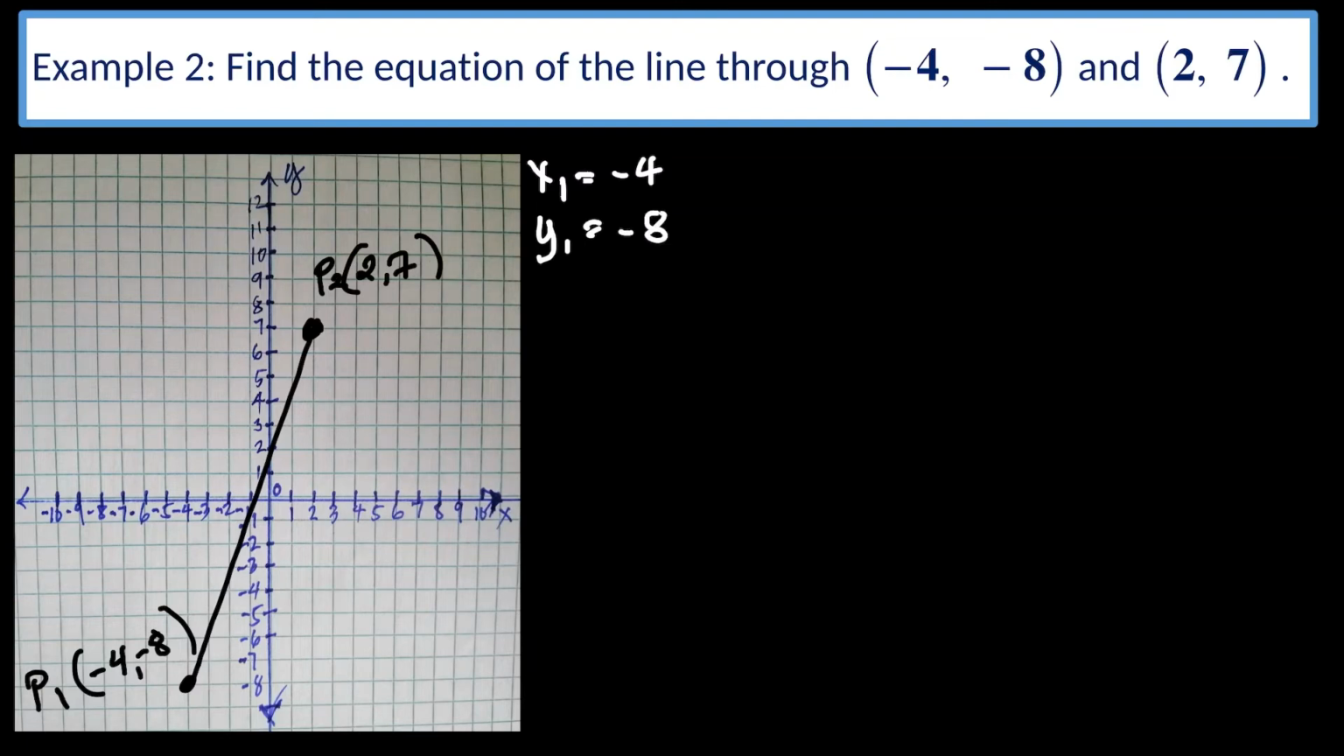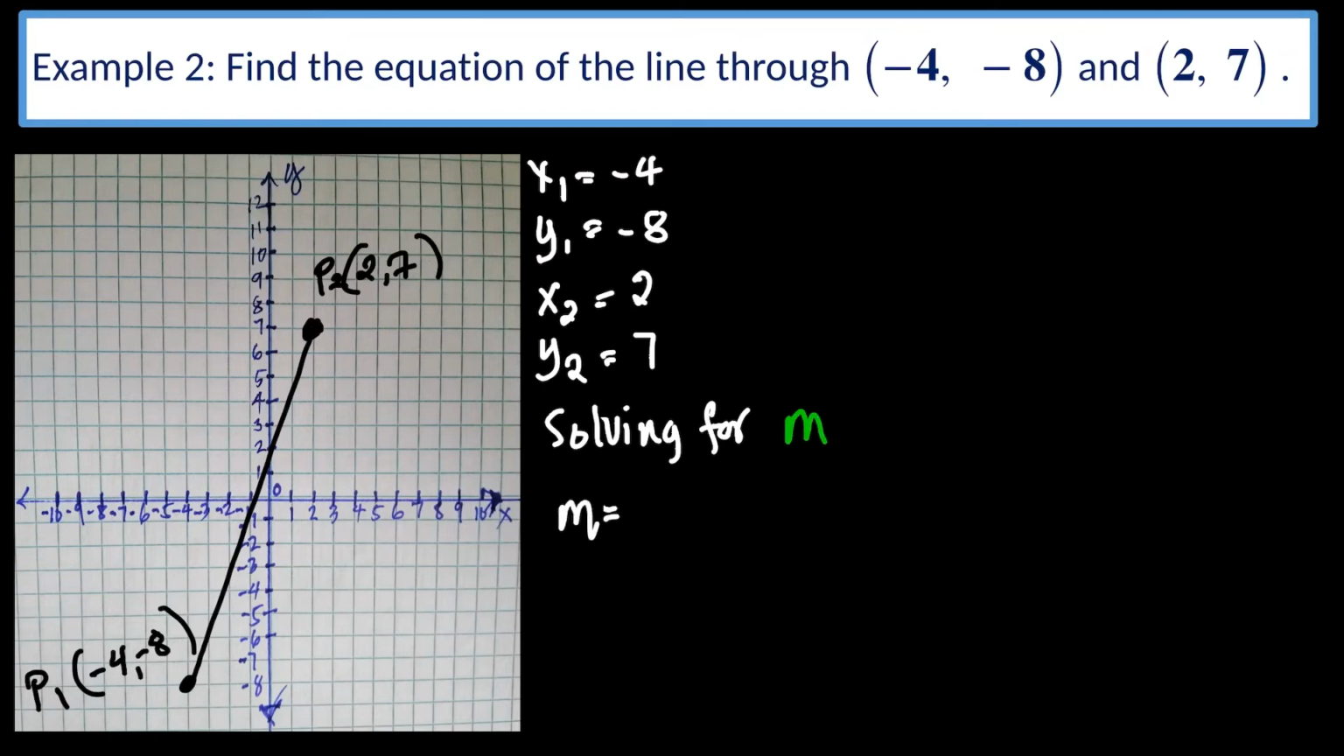All right, and we have our x sub 2, which is equal to 2, and our y sub 2 is 7. All right, so solving for slope, slope is denoted by m. So solving for m, which is the slope, m is equal to y sub 2 minus y sub 1, or the change in y over the change in x. So this will be x sub 2 minus x sub 1.